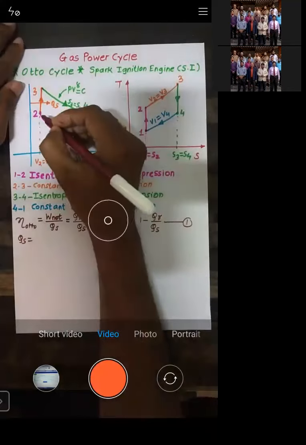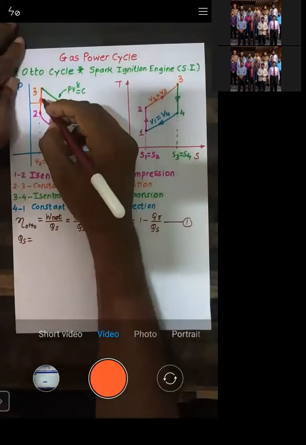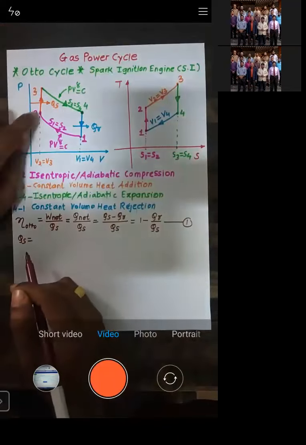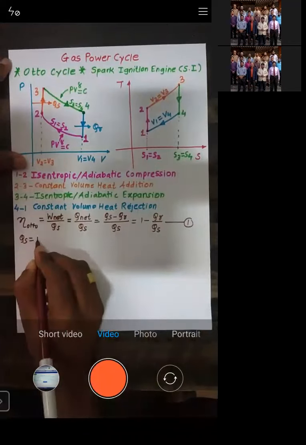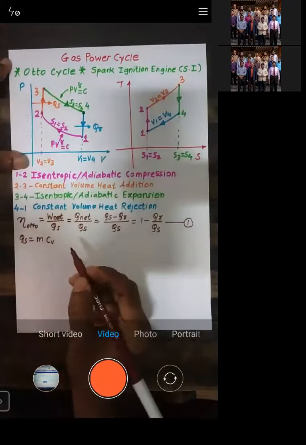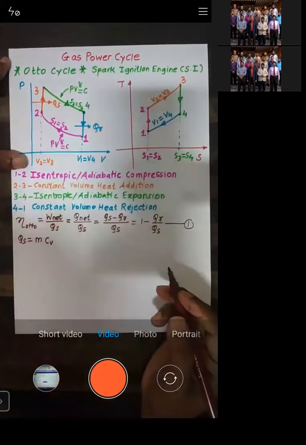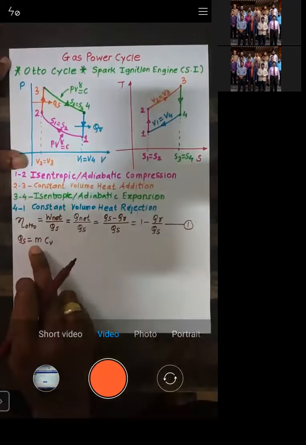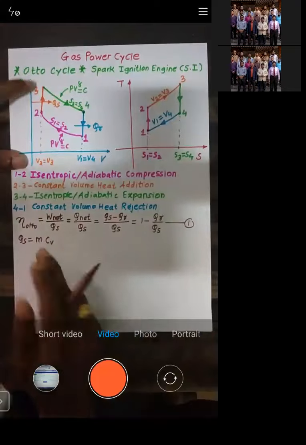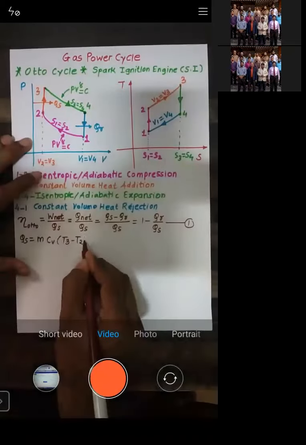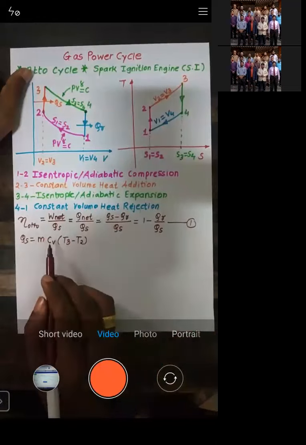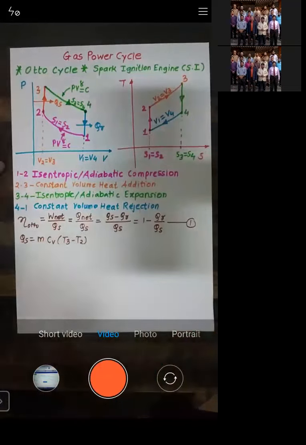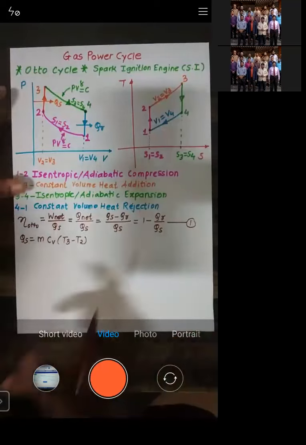Okay, so see all of you, during process 2 to 3, heat is supplied at what? Constant volume. Whenever heat is supplied at a constant volume, the formula is m Cv. During 2 to 3, heat is supplied at a constant volume, so the formula is m into Cv into change in temperature, that is final temperature minus initial temperature, that is T3 minus T2. So during 2 to 3, the heat supplied is m Cv (T3 minus T2).